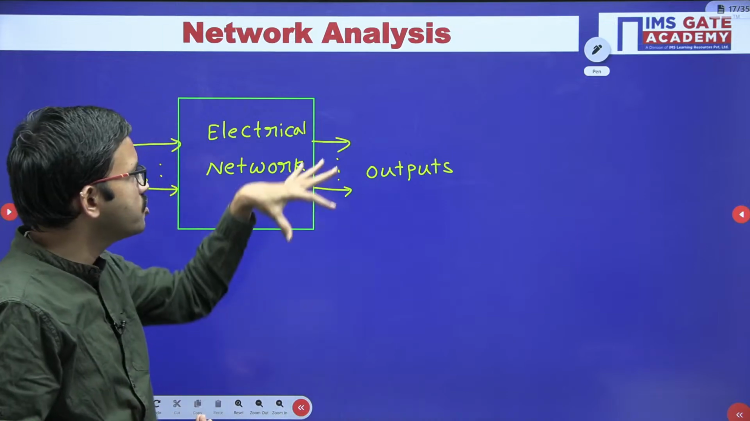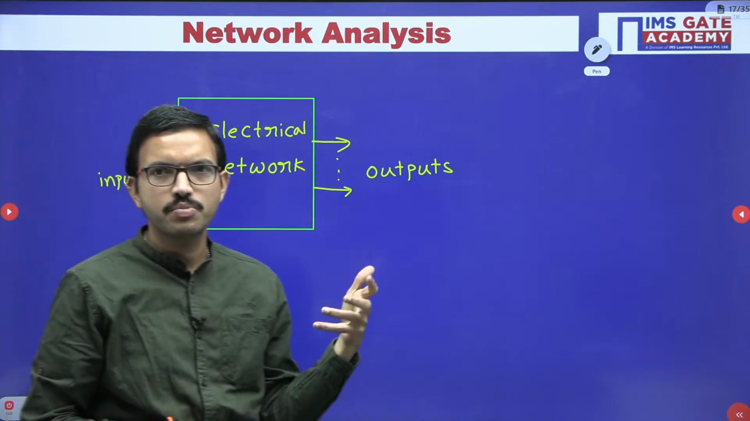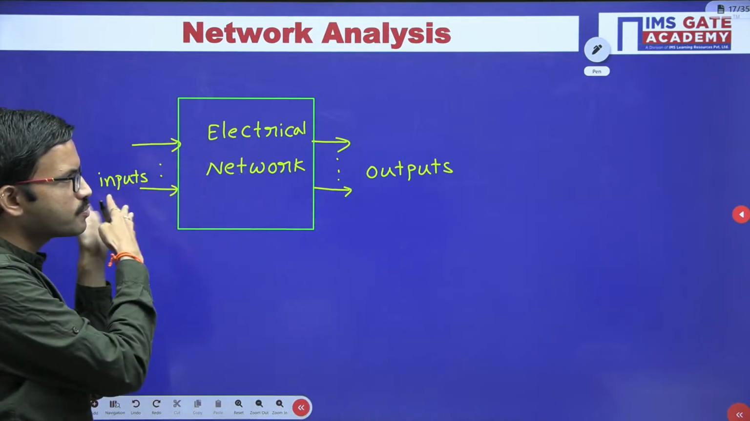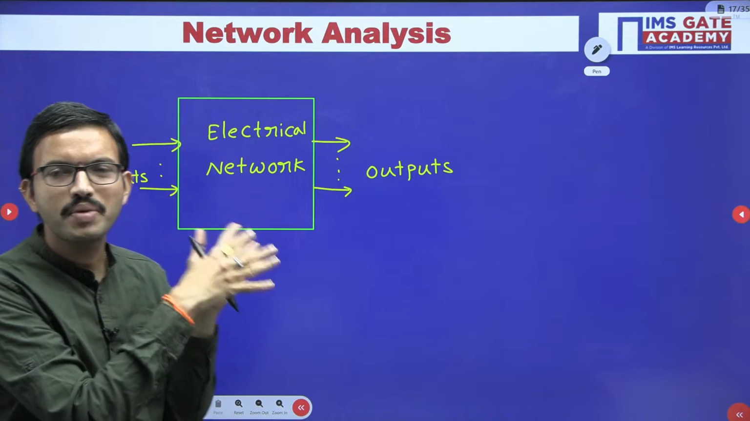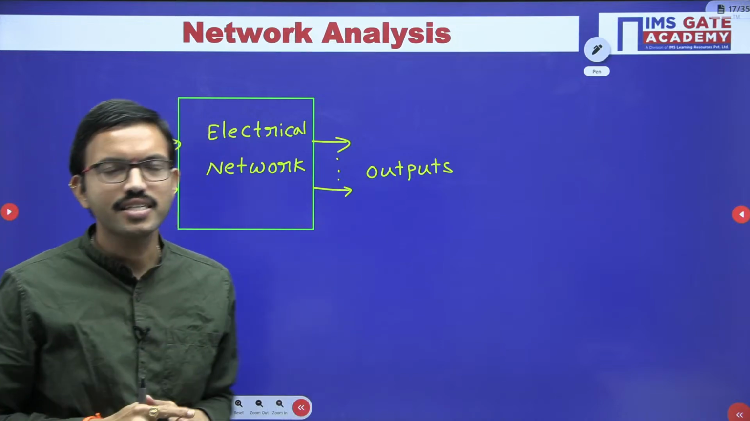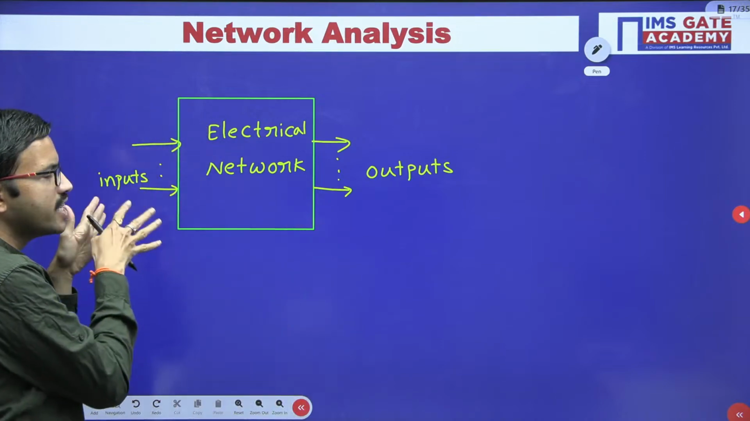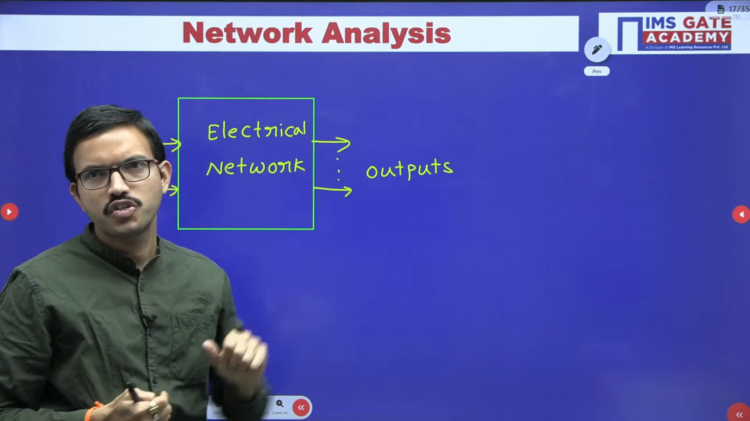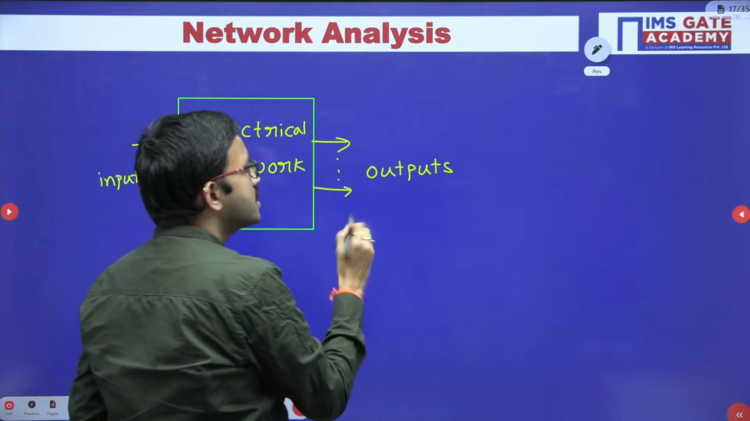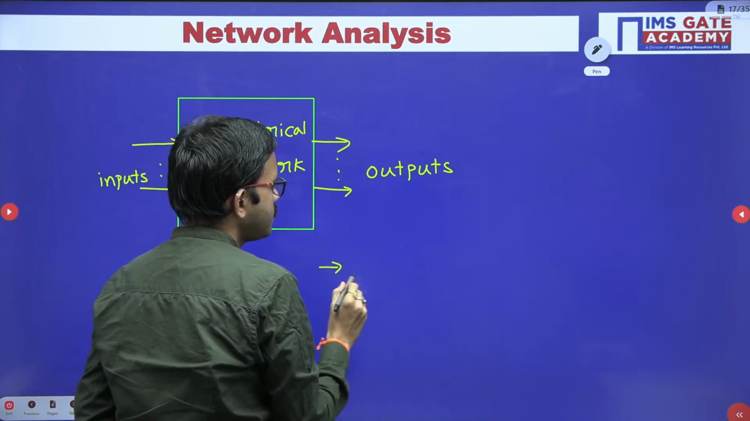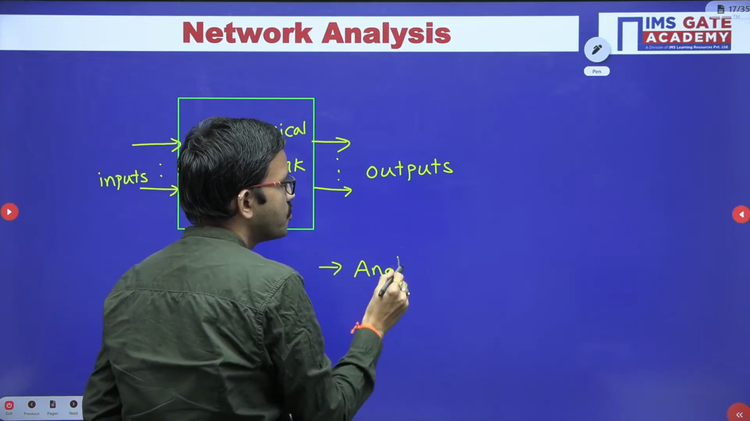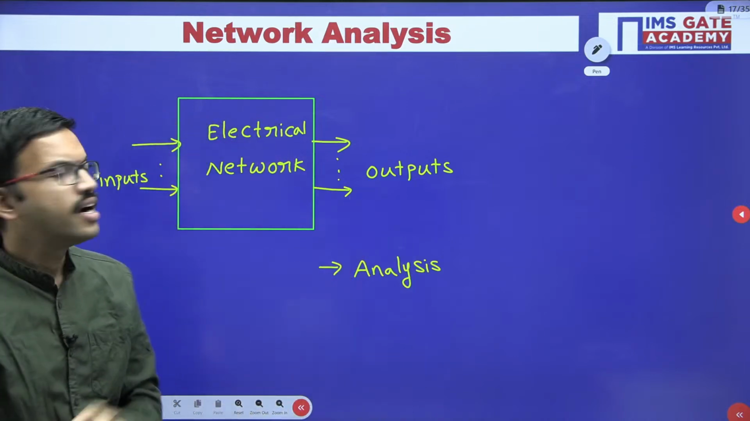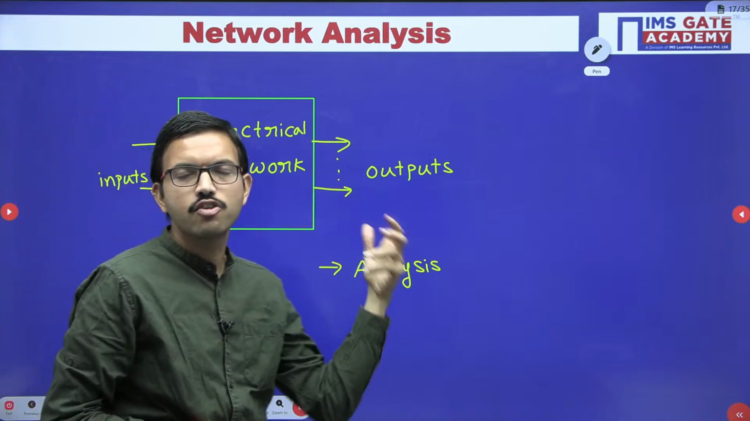Say for example, in your laboratory, you are doing some experiment regarding electrical networks. You are giving some test inputs from the function generator. You may be generating some standard test signals. You give those standard test signals as input, and based on that you analyze what kind of output you are going to get. This is called analysis. You are analyzing the kind of output you get, or whether you are getting your desired output or not.